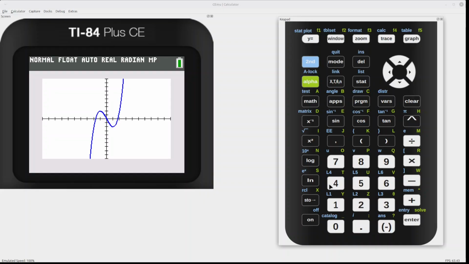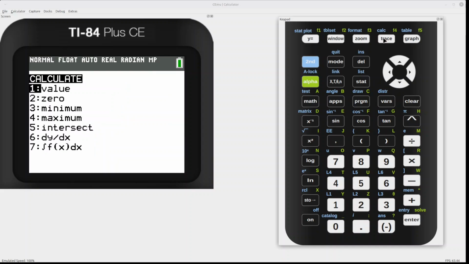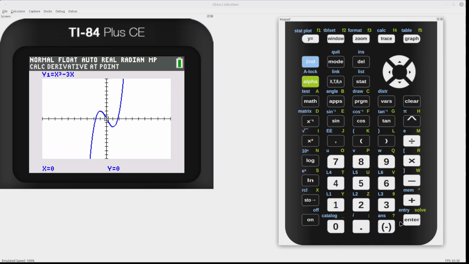Well, I can go second, trace, dy dx. I can enter a 2, press enter. And if you look carefully, it says dy over dx equals 9. So that will be the numerical derivative for x equals 2.